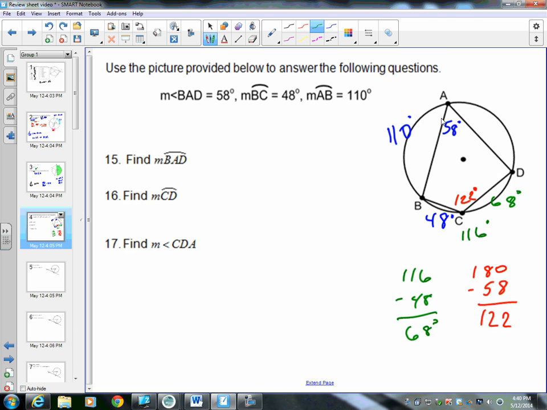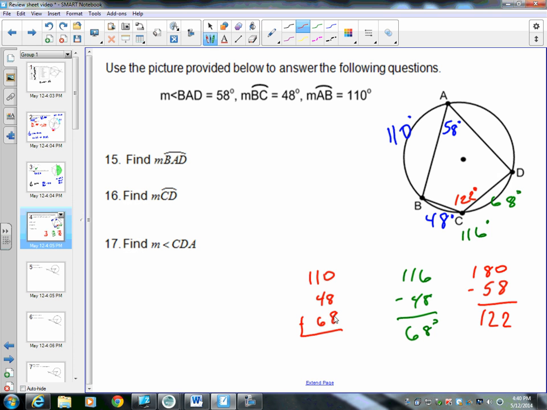Well, if I know three of these arcs, these pieces, arc AB, arc BC, and arc CD, the only one I'm missing is arc AD, this one right here. I also know that a full circle is 360 degrees. I can just add these three pieces up that I already know, subtract it from 360, and that'll find arc AD. So let's go ahead and do that. So first, I'll go ahead and do it down here. So 110 plus 48 plus 68.